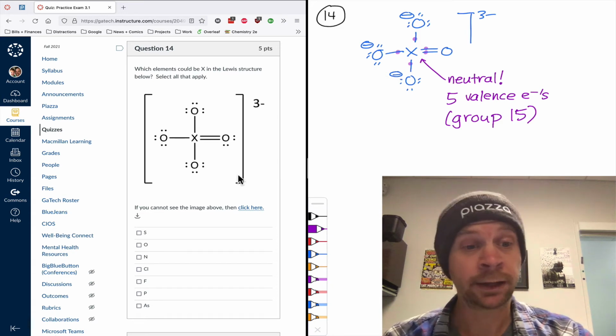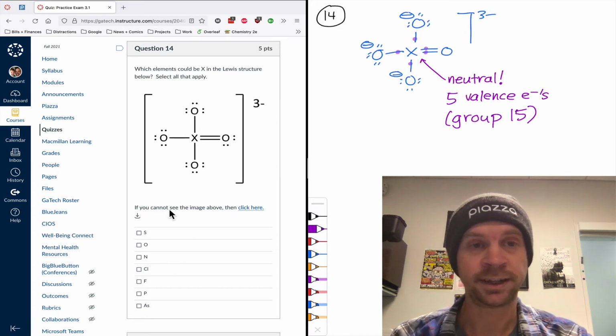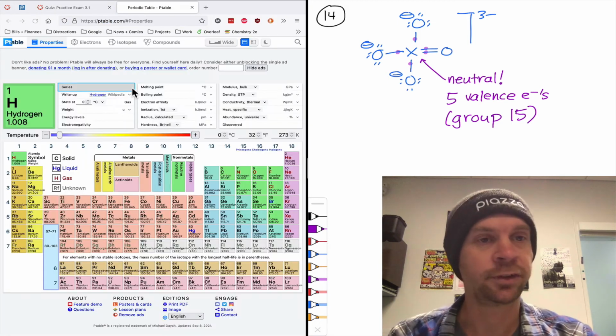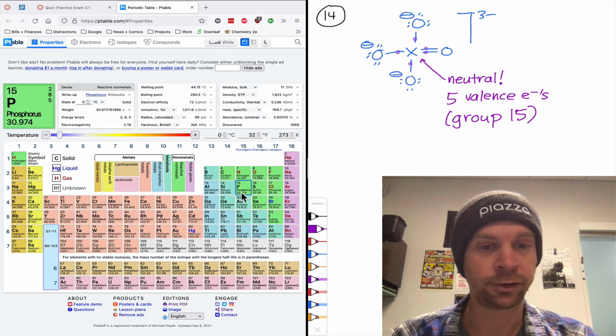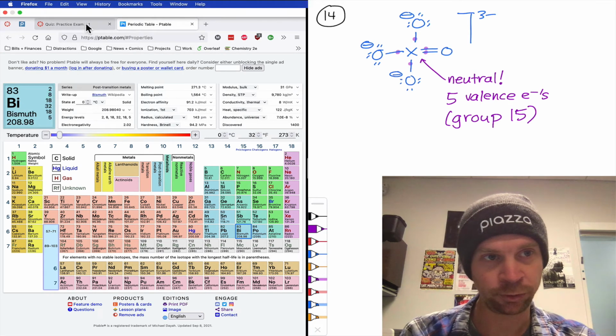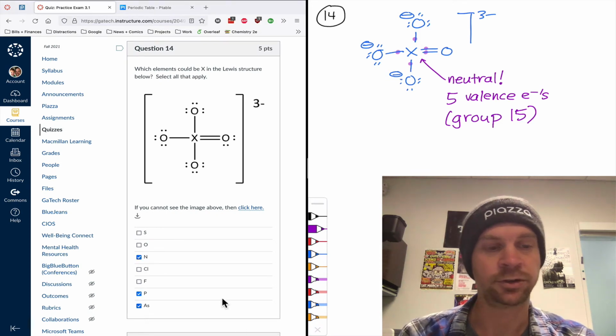So I'm looking at the answer choices, and let's pick out the elements that are in group 15 of the periodic table. Group 15 is the nitrogen group. This includes nitrogen, phosphorus, arsenic, antimony, and bismuth. And if we go back to the answer choices here, arsenic, phosphorus, and nitrogen all appear here.